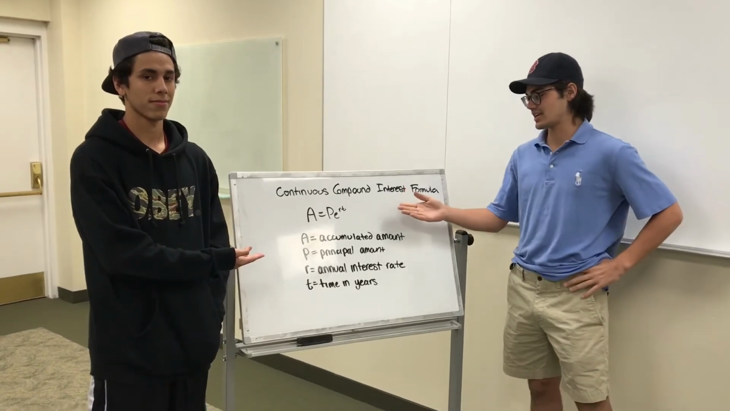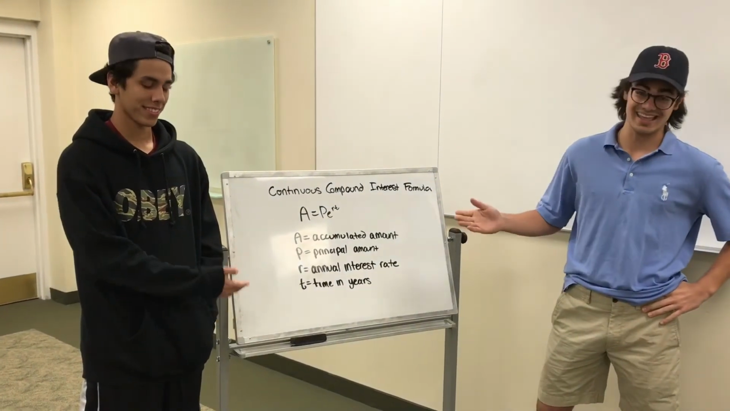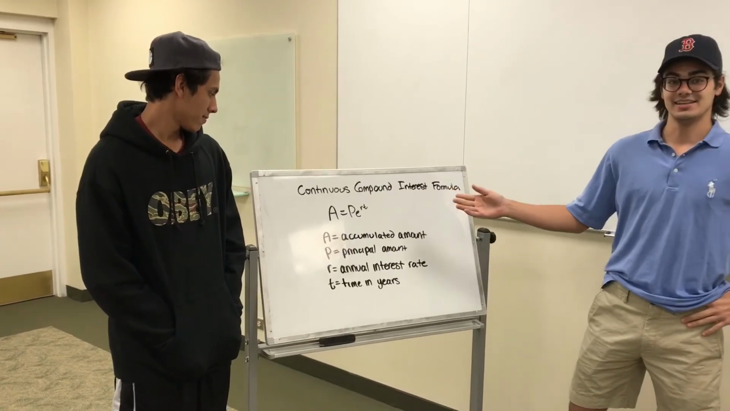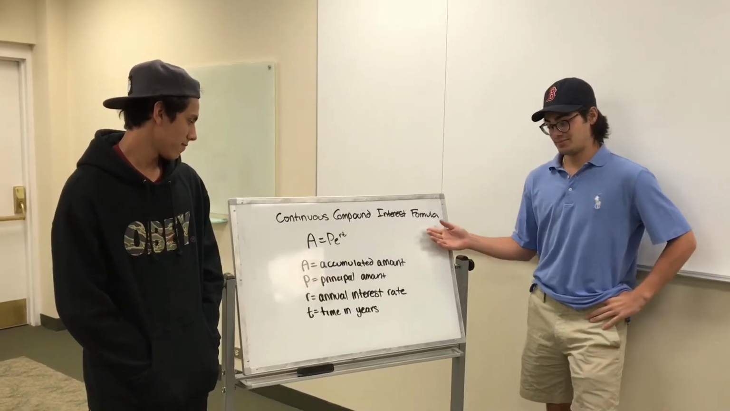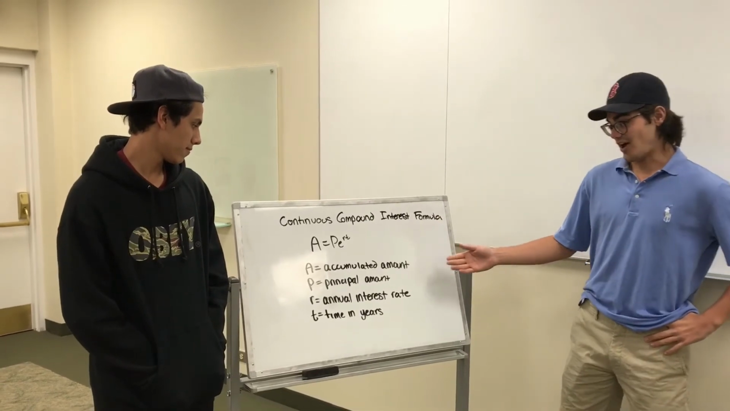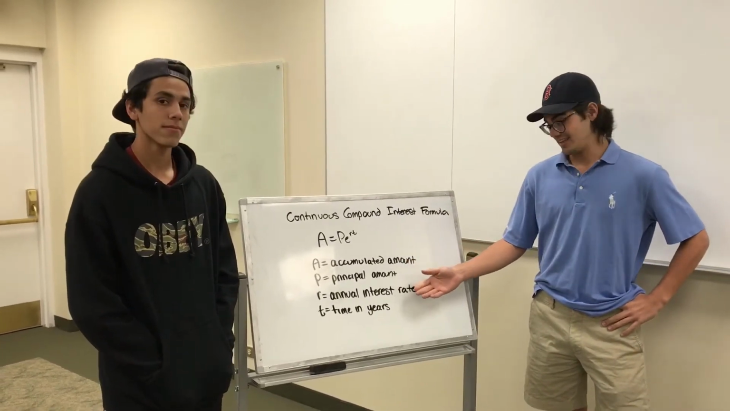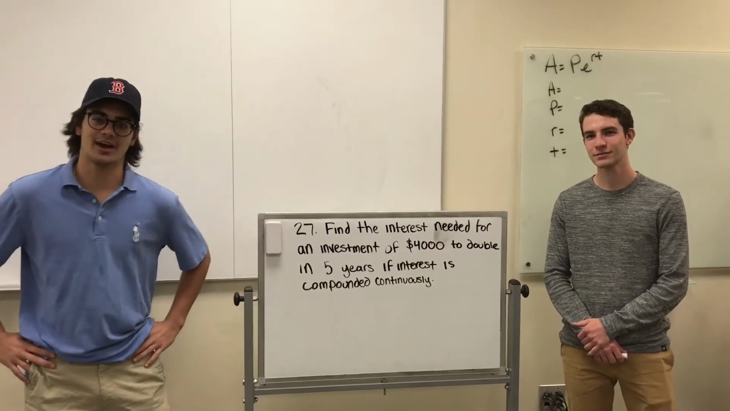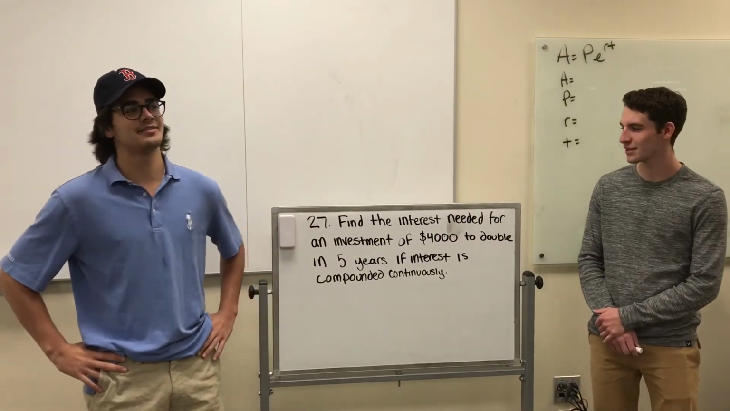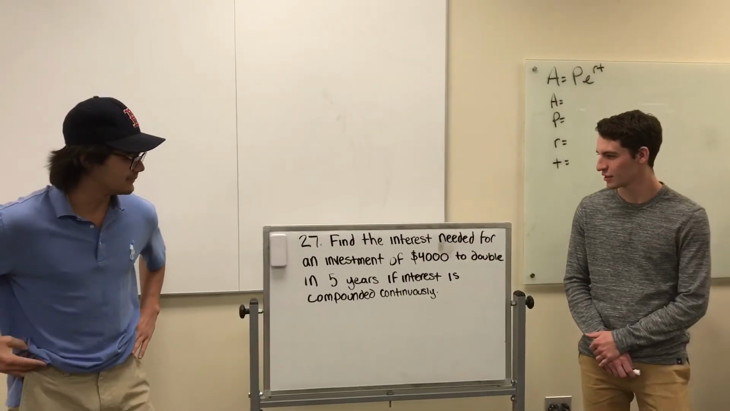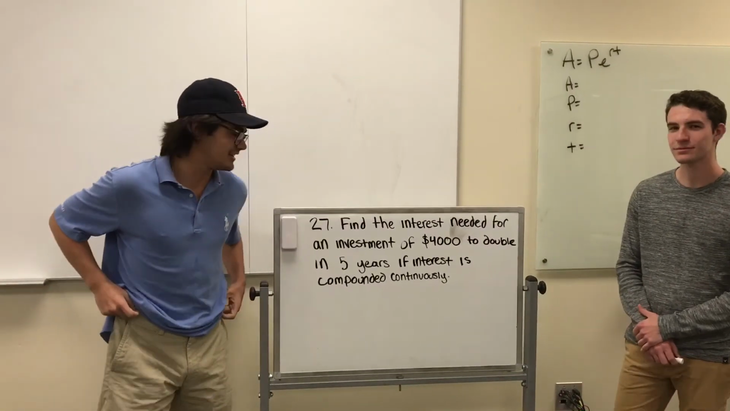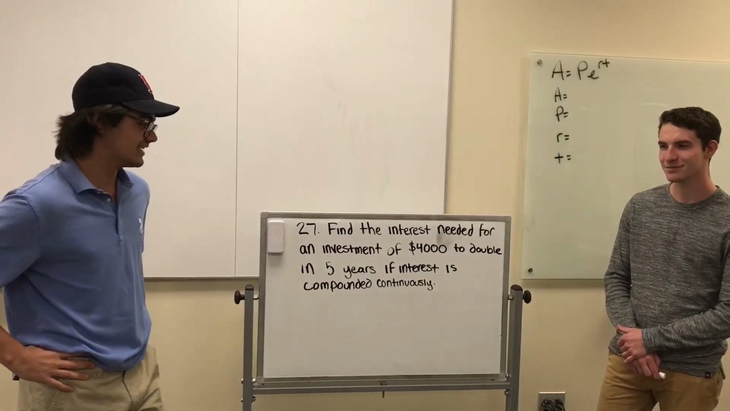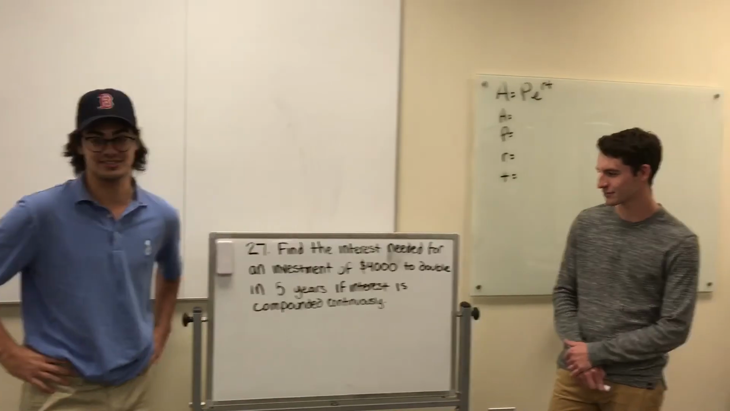This is the continuous compound interest formula, which is A equals P times e to the rt. Now A equals the accumulated amount, P equals the principal amount, r equals the annual interest rate, and t equals time in years. Well, this is a sample problem that we wanted to pick out from the book, I believe chapter 5, section 3. We wanted to find the interest rate needed for an investment of $4,000 to double in 5 years if interest is compounded continuously.